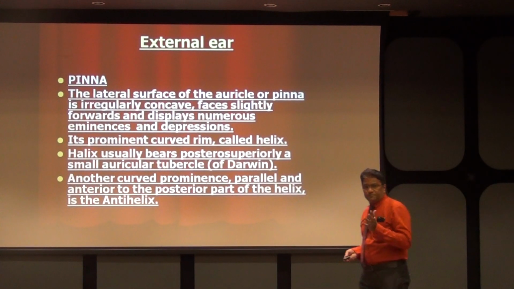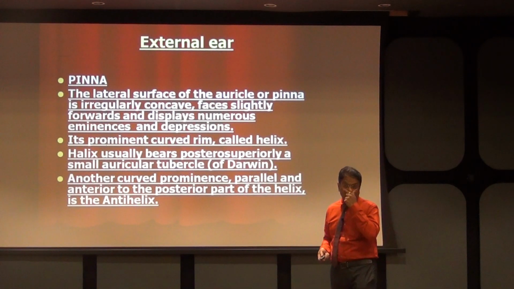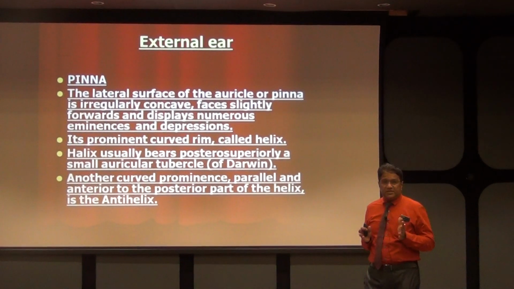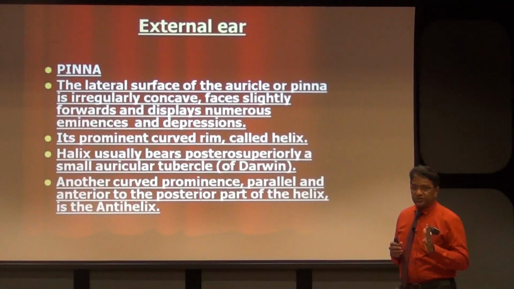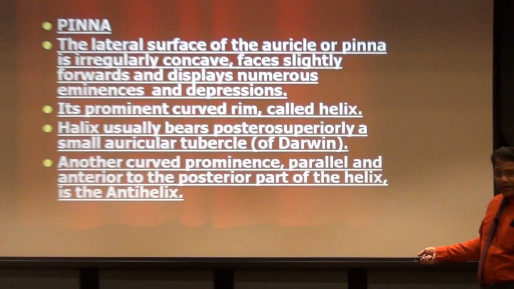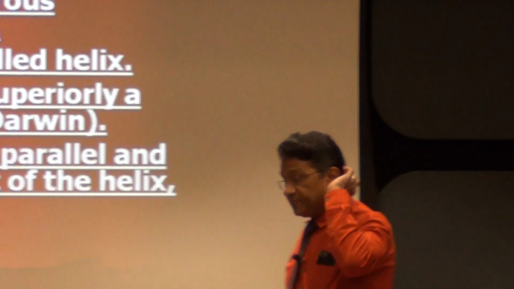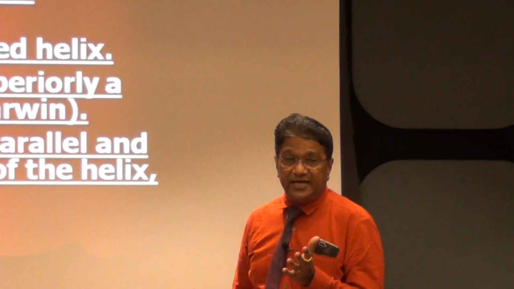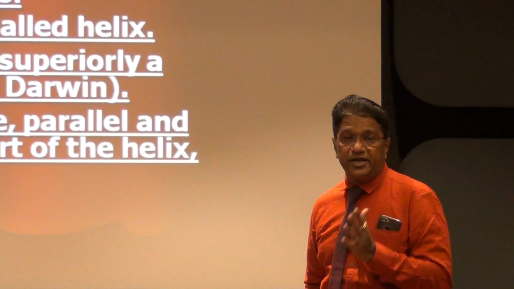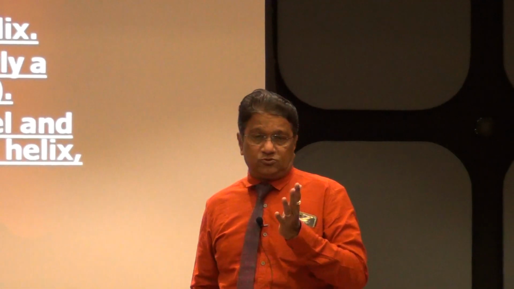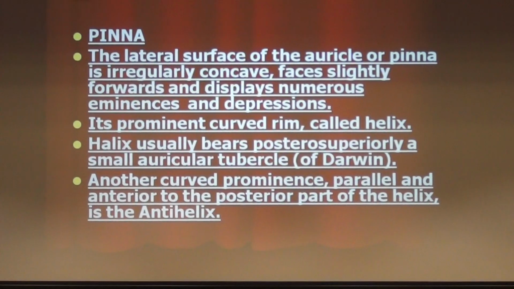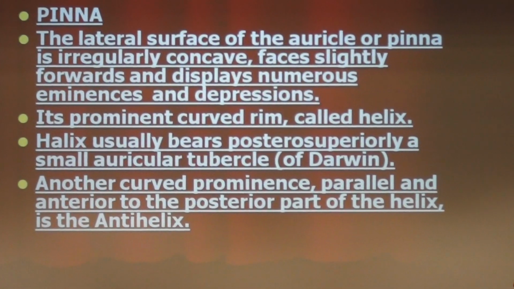If you see the pinna, that is a projection of the ear on the surface. This pinna is an irregular surface. This irregular surface is having two surfaces. One is facing laterally, this is the lateral part, and one is facing medially. That medial part is also known as the cranial part because it is facing towards the cranium. Now, on these two surfaces, wherever there is an elevation on the lateral surface, at the same point there is a depression on the medial surface.